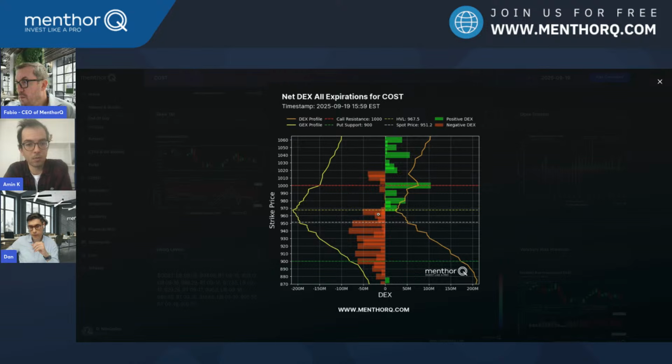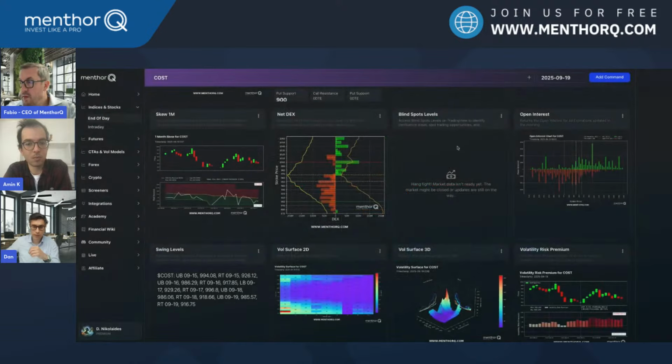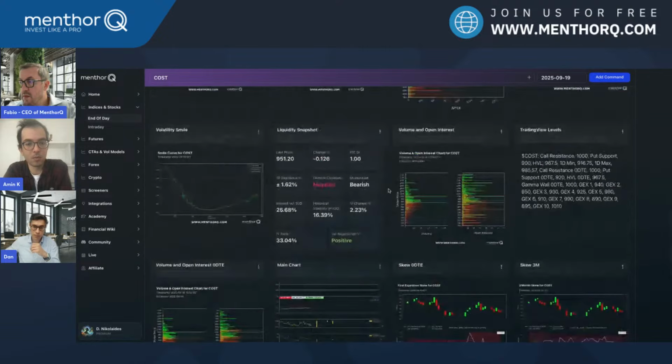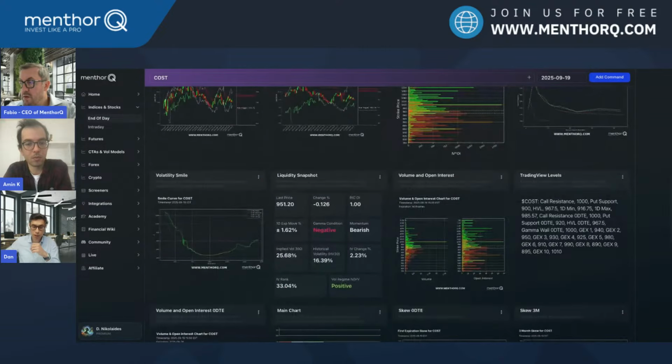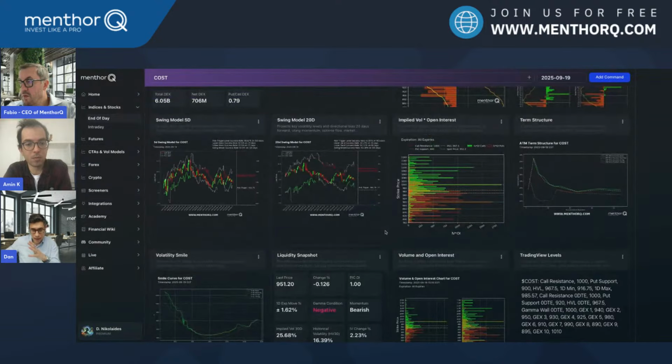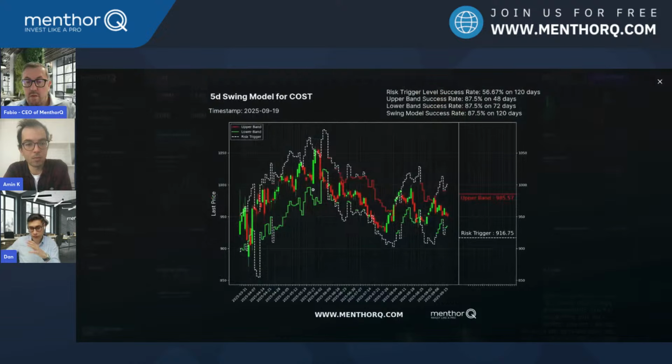That's why you also see the moves here, and you see we have our put and call resistance level. Magic numbers, 1,900. We have the high volatility level, but we get a slight understanding that the positioning for the market is a bit more negative. The momentum is bearish, the gamma condition is bearish, and what I always like to take a look at is the 5-day swing model, which gives us a rough prediction of where we will be in 5 days.